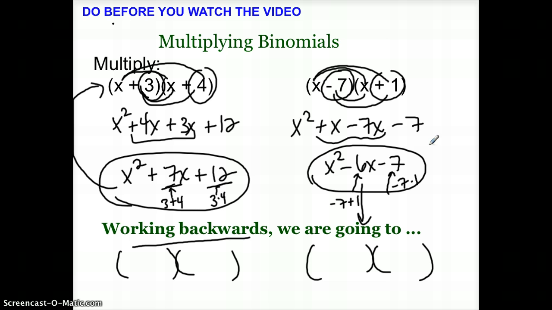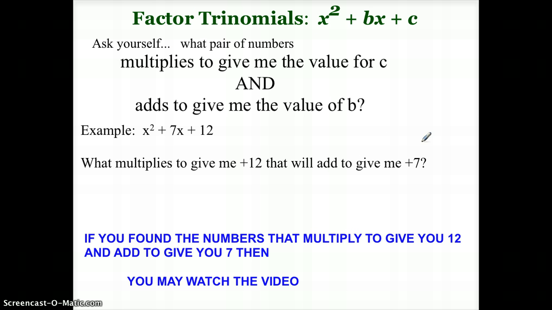So, looking ahead, when we factor, we're going to look for what pair of numbers multiply to give you the value for c and add to give you the value of b, knowing that it is x squared plus bx plus c. So with x squared plus 7x plus 12, what can we multiply to get 12?